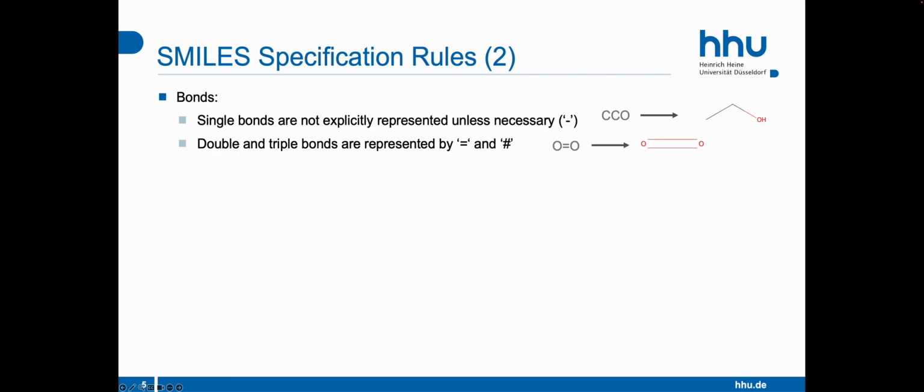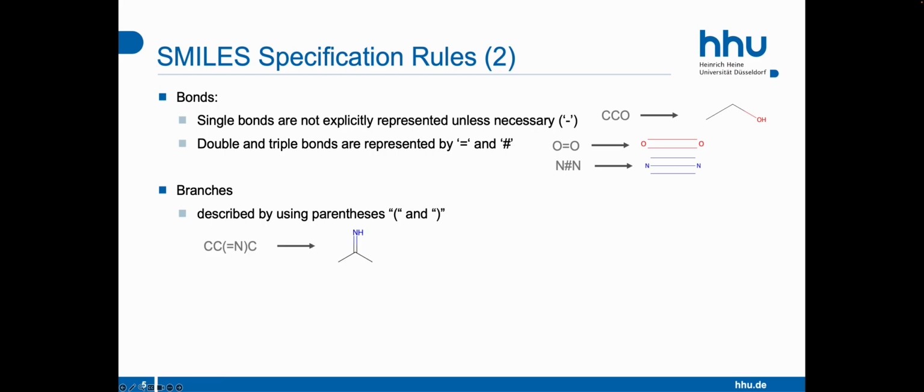We have seen earlier that two oxygen atoms can form a double bond, which we can write as O equal O. And we have seen that, for example, two nitrogen atoms can form a triple bond, which we would write as N hashtag N. If we have a branch in a molecule, we can encode this using parentheses. For example, we can have this SMILES string with parentheses.